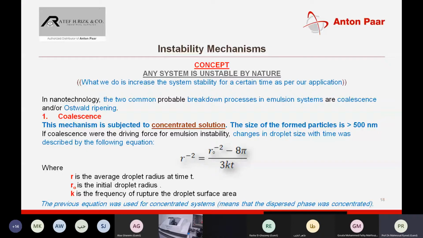1 over R squared equals 1 over R naught squared minus 8 pi divided by 3 kt. R is the average droplet radius at time t, R naught is the initial droplet radius, and k is the frequency of rupture of the droplet surface area. Due to the increase in the number of dispersed droplets in the continuous phase, the possibility of each neighboring droplet coalescing increases under the influence of Brownian motion.